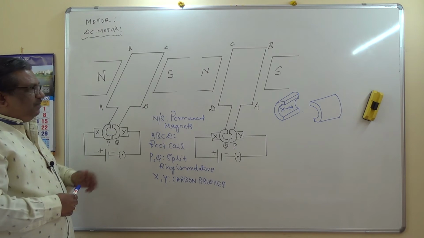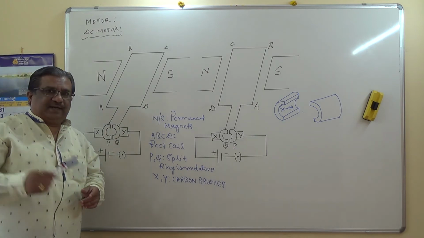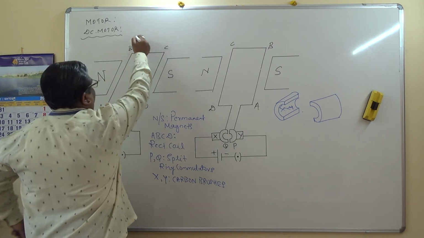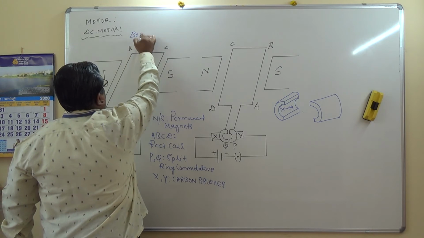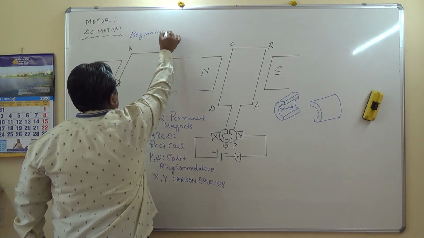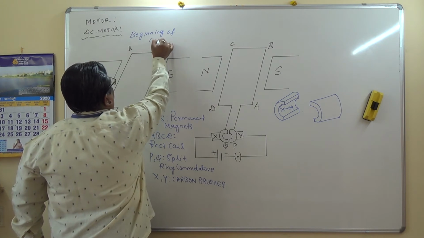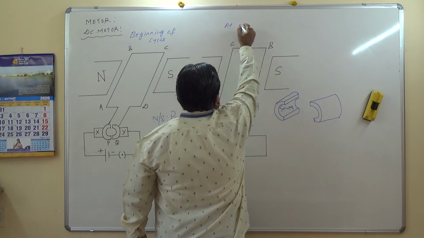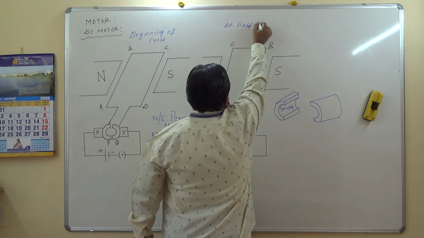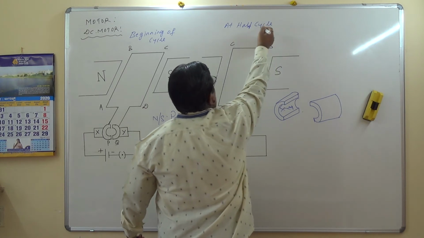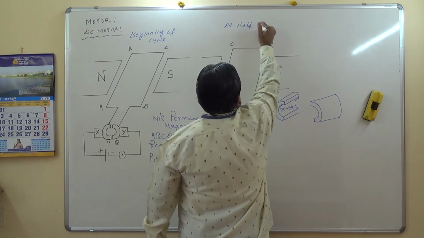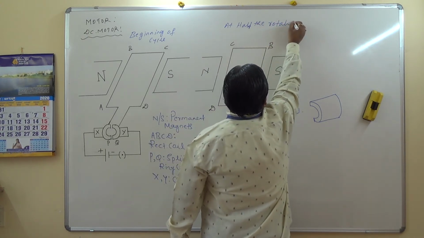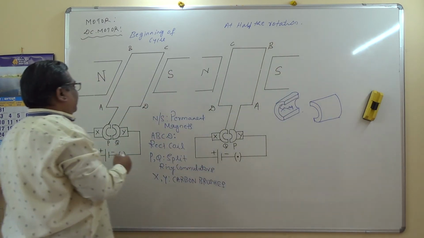So what is the function? How does it function? Let us start. There are two parts here. This is the beginning of the cycle, and here this is at half cycle. At half cycle means at half the rotation. Okay, and one more thing here.